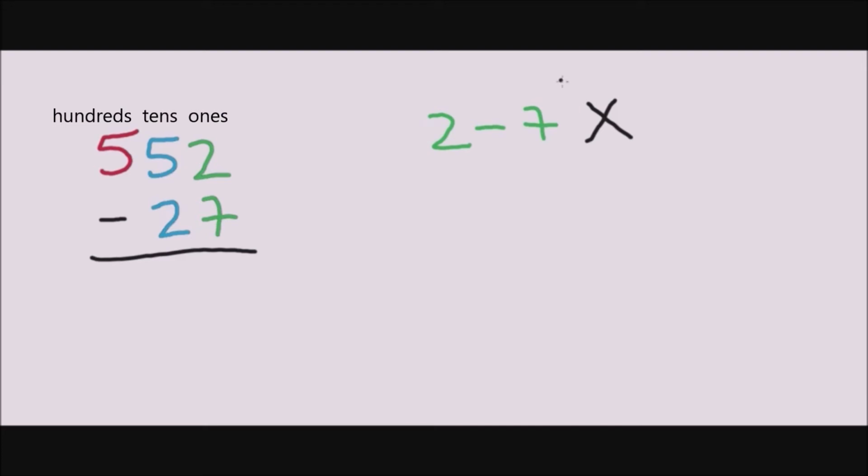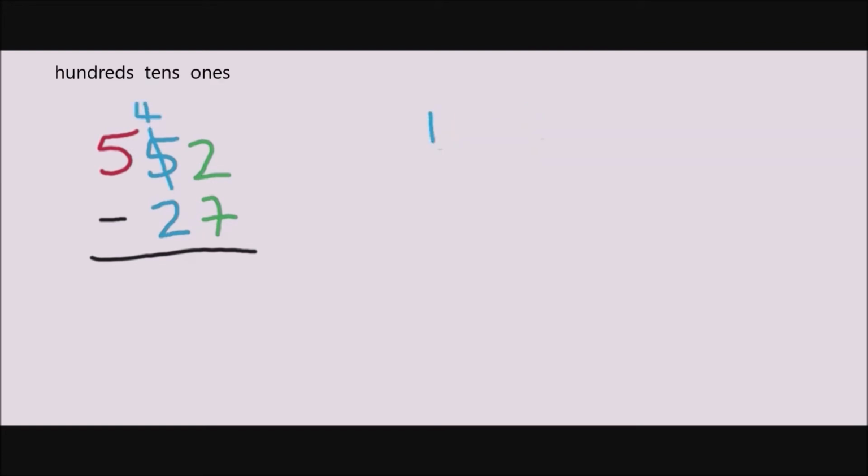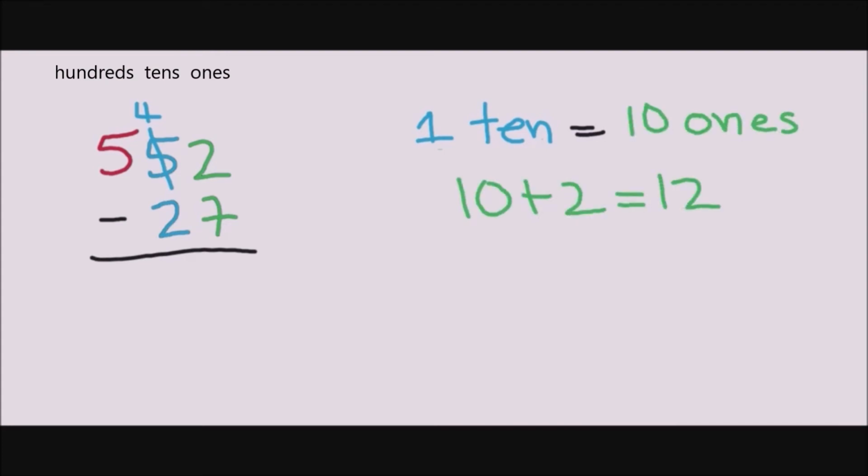So we convert one of our tens into ones by taking one group of 10 and moving it over to our ones column. Now, one group of 10 is 10 ones, so adding it to 2 ones would give a total of 12 ones altogether. And since 12 is bigger than 7, we can now continue to subtract. This process of converting place value groups in order to subtract is known as borrowing.